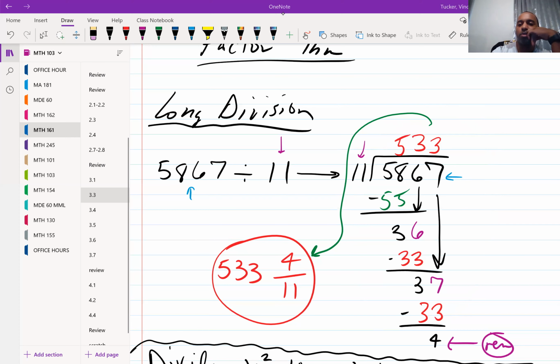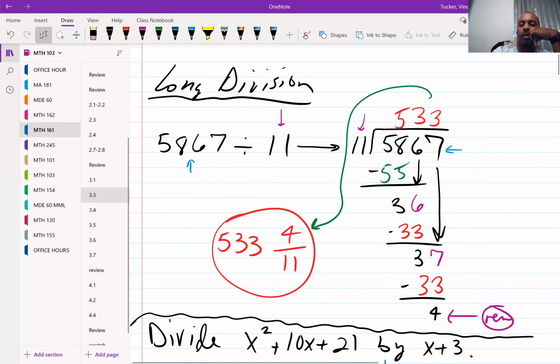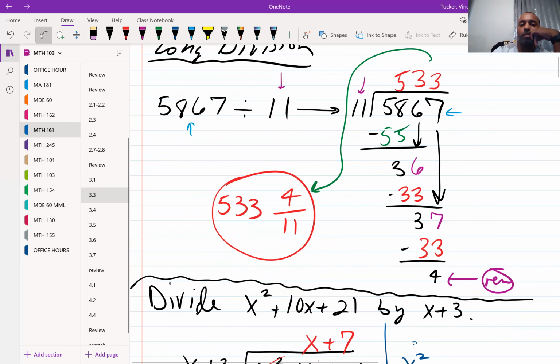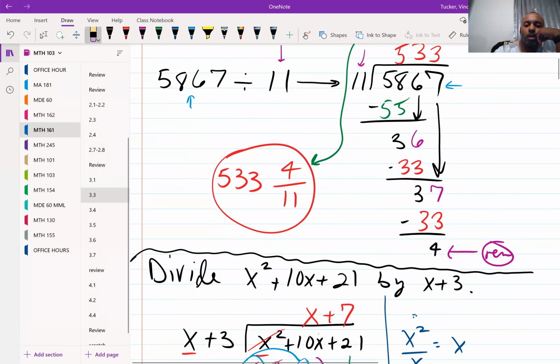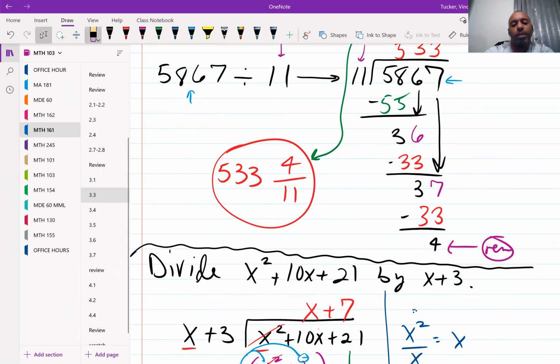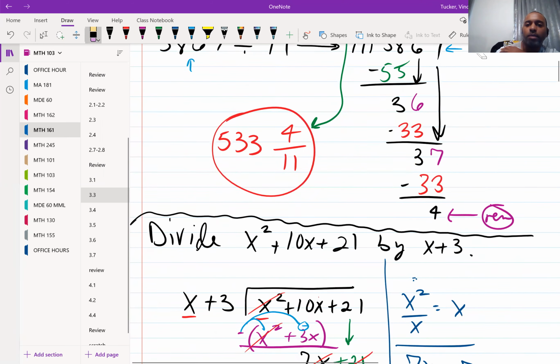All right, the subtraction, bringing down digits, all that. Scroll up, everybody good? All right, so we want to divide x squared plus 10x plus 21 by x plus 3. I'm going to erase some of this stuff so we can walk through it. Is everybody done with the last problem?